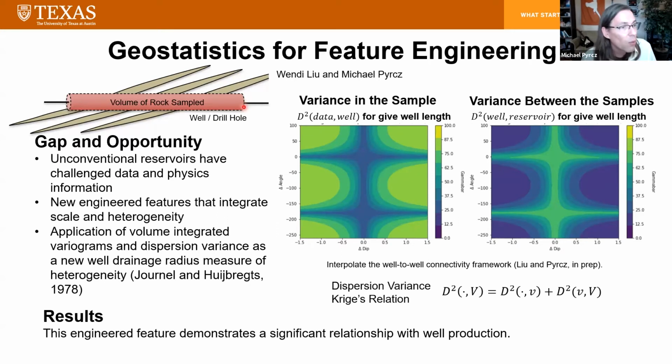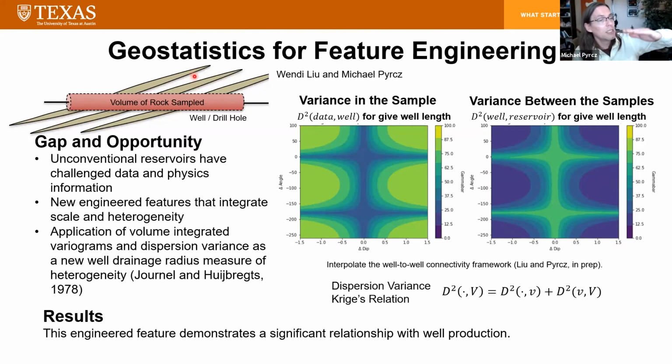And so what we did is we came up with a new feature. And the feature is based on a concept that's very interesting. It's called dispersion variance. Dispersion variance is a spatial variance. It's a generalized form of variance. And what it does, it allows us to characterize the amount of heterogeneity or change we would expect to see in that cylinder as a function of the size of the rock volume and the spatial continuity. You see these lines right here? That's spatial continuity, that's heterogeneity in the subsurface.